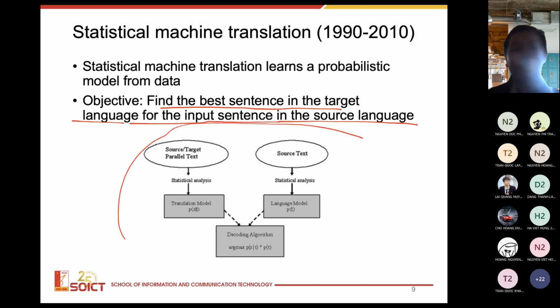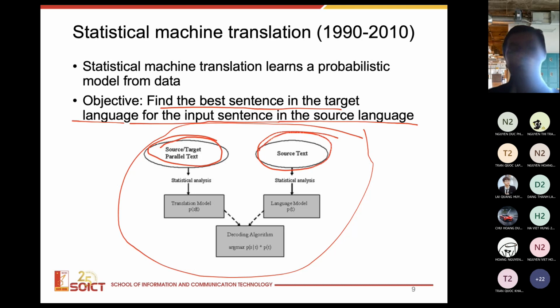So here is a diagram for that statistical machine translation system. You have the parallel text, which is a collection of sentence pairs in a source language and then the corresponding translation in the target language, right? And from that parallel text, we do statistical analysis and come up with the translation model, which is the probability of the source sentence if we know the target sentence, right? And we have the source sentence, and from that we do statistical analysis, and we can build a language model for the source text, which is the probability of having that sentence in that language, right?